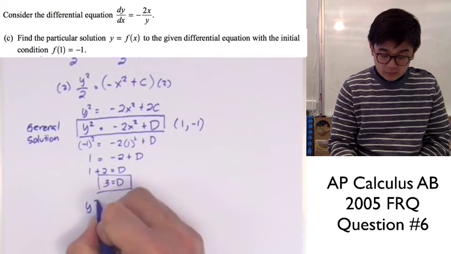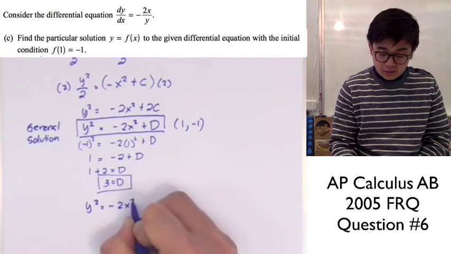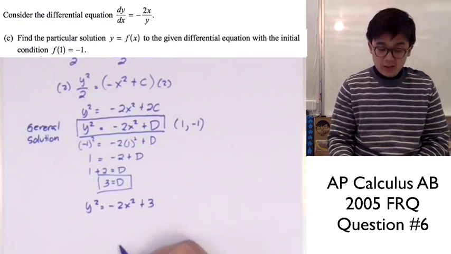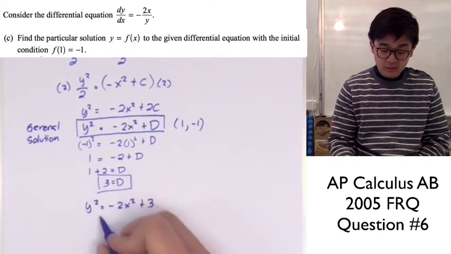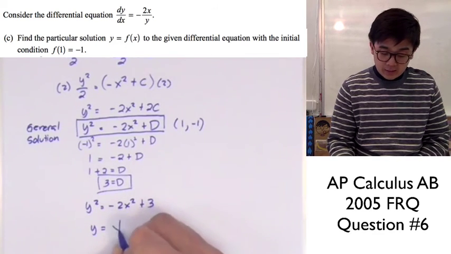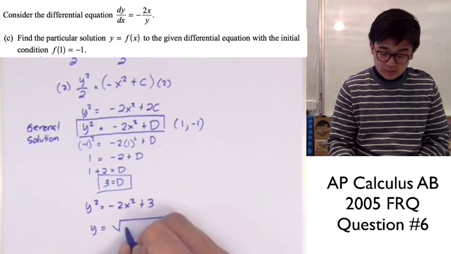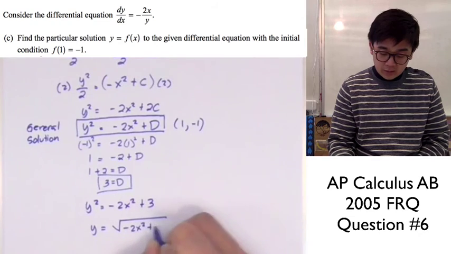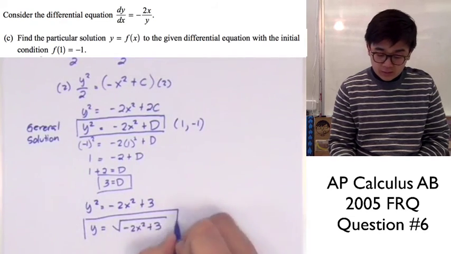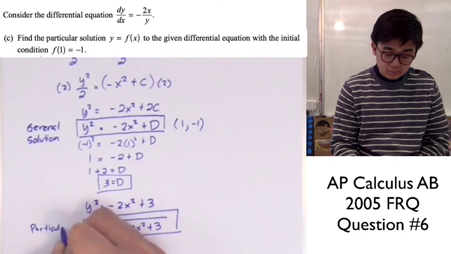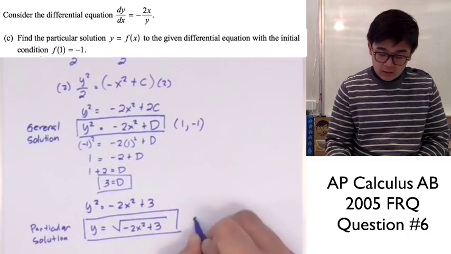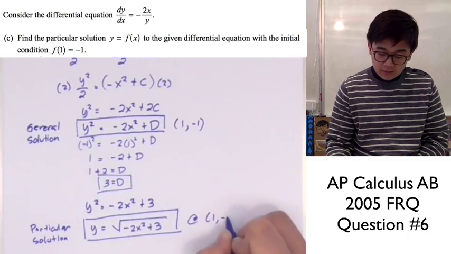So y squared is equal to negative 2x squared plus 3. And if we want to have y by itself, we can get rid of the exponent and write our equation as y equals negative the square root of negative 2x squared plus 3. So this is now our particular solution at 1, negative 1.